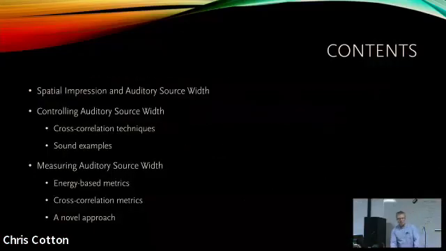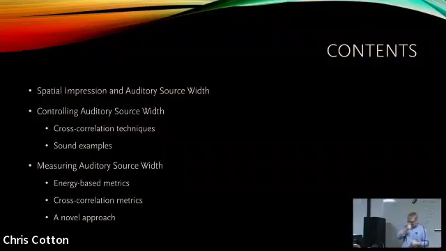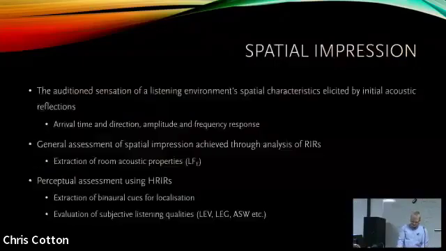So in this talk, I'm going to just take a step back first and talk about ASW in a general context as an element of spatial impression of a sonic reproduction system, and then go on to talk a little bit more about auditory source width. Then we'll look at how we can control auditory source width using cross-correlation techniques, and then we can listen to some sound examples. And then we'll look at how we would measure auditory source width using energy-based metrics, cross-correlation-based metrics. And then we'll look at a novel approach that has been the subject of my research with my colleagues at Meridian over the last 18 months.